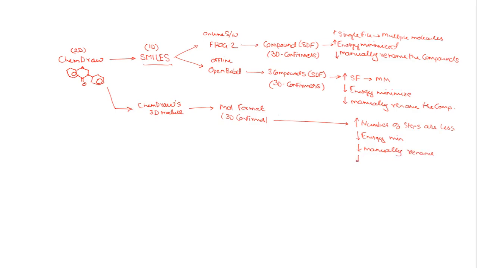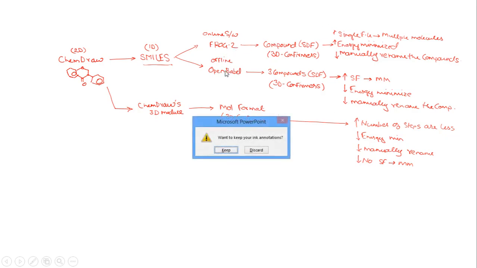And the third drawback you might see is that there is no single file for multiple molecules, right? Each and every molecule you would have to generate separately. That was not the case with Frog and OpenBabel, right?